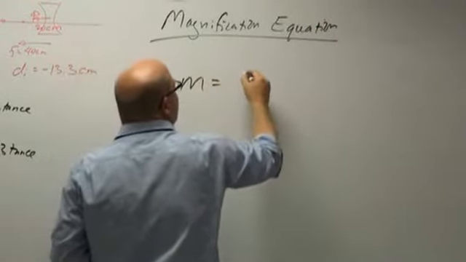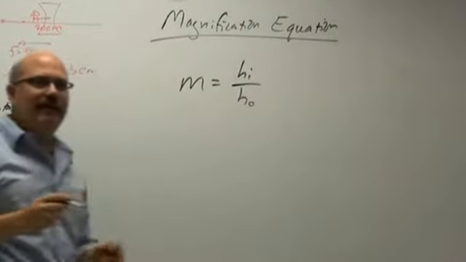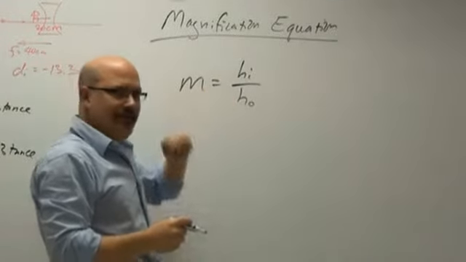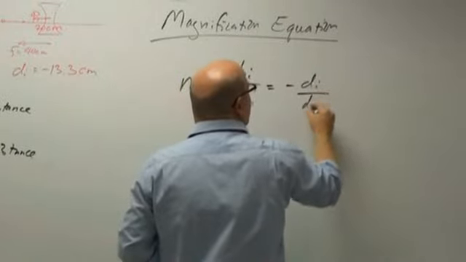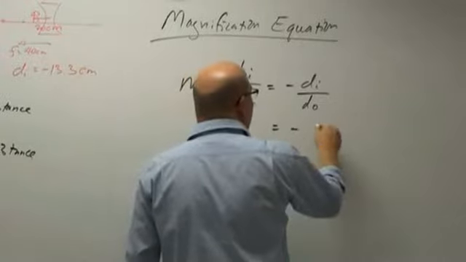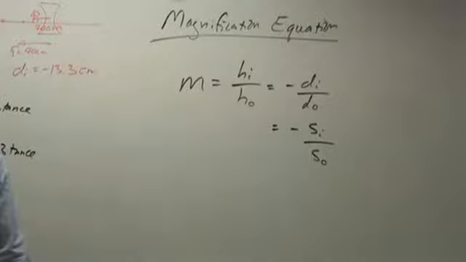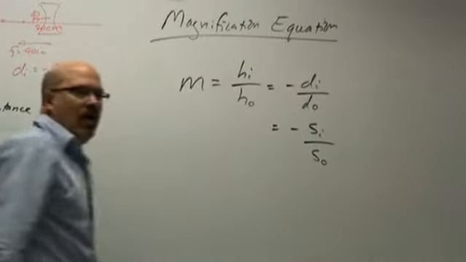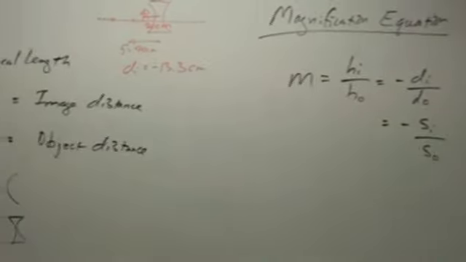M equals HI over HO, leading some students to call it the Hi-Ho equation. Or that equals negative DI over DO. Or if you're into SI and SO, it's negative SI over SO. Now, we already know what DI and DO are. Positive or negative means real or virtual.